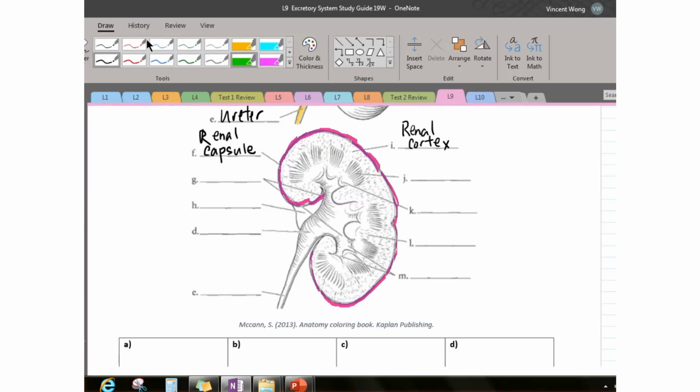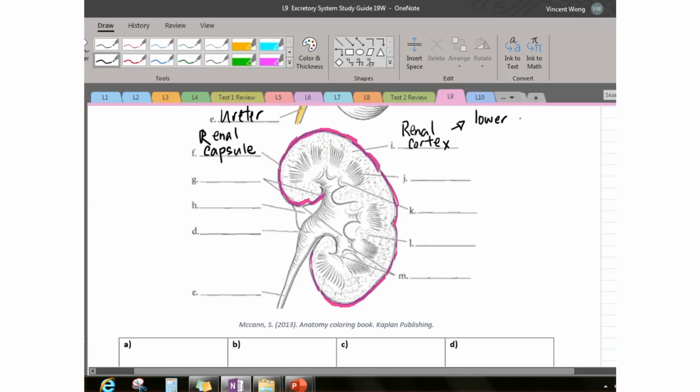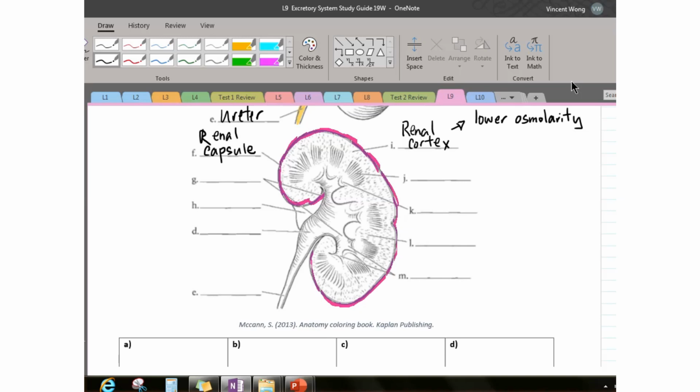Now we're gonna come back to this point later, but I just want to get it in your head right now. The renal cortex, right, compared to the inside of the kidney, is going to have lower osmolarity. And that's kind of important in terms of the function of the kidney. We're going to get back to that later. But for now, just remember the outside has a lower salt concentration, lower osmolarity.